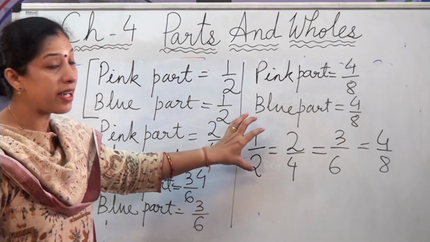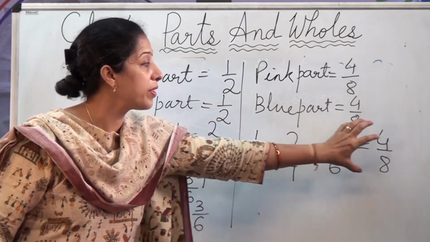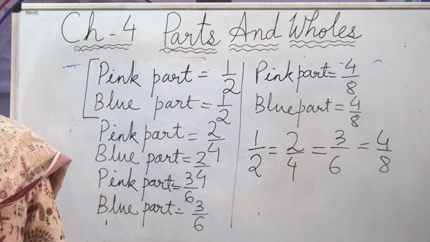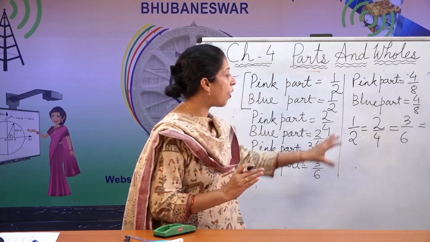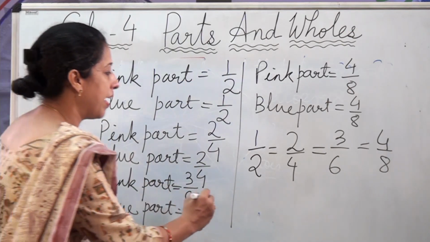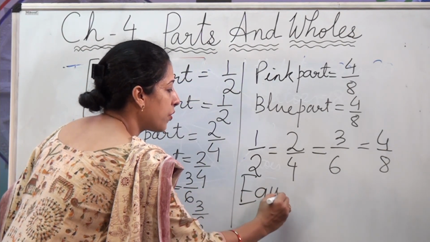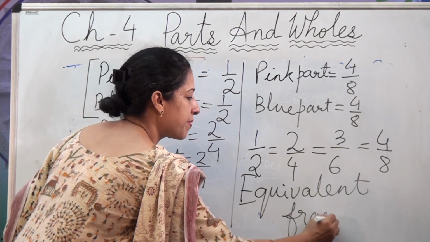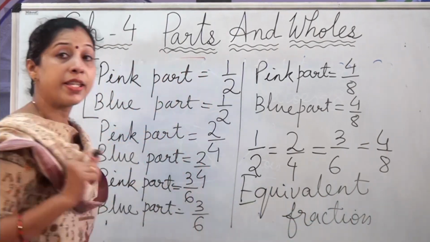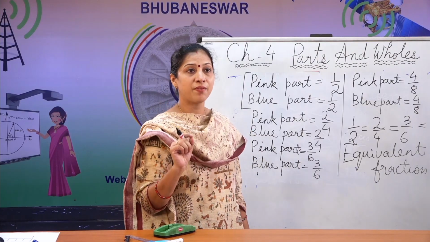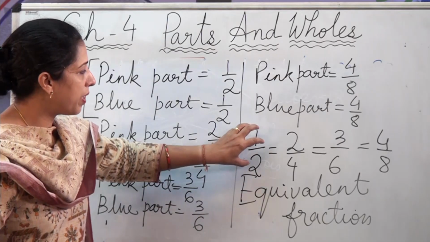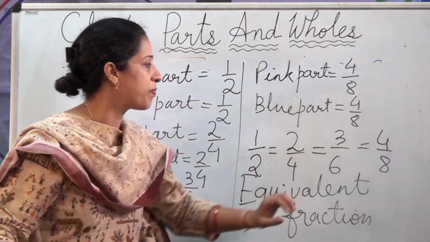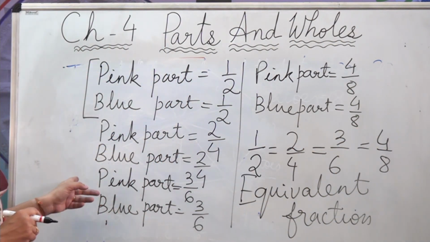So you can see that though the numbers are looking different, here 1 by 2 is written, the digits are different, but the value is the same. The value of all these fractions is the same and they are known as equivalent fractions. What is the meaning of equivalent? Equal value. The fractions having equal value. That means 1 by 2 is nothing but 2 by 4 is equal to 3 by 6 and is equal to 4 by 8.